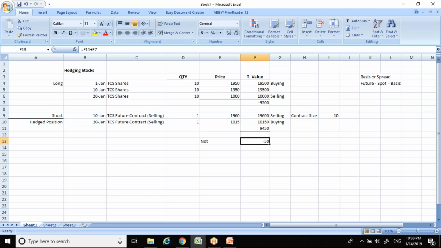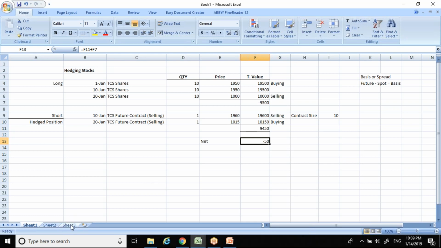So if the basis or the spread, instead of reducing and spot and future converging on the date of expiry, does not happen, and instead the spread increases, then you may be making a profit, but you might be having losses. So that is one problem with the spread here. That is called spread risk. If the spread increases, you may incur losses. Now, this is hedging using stock and future, and this is about spread risk.